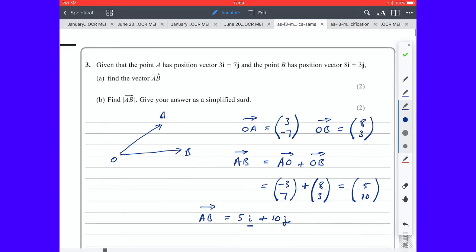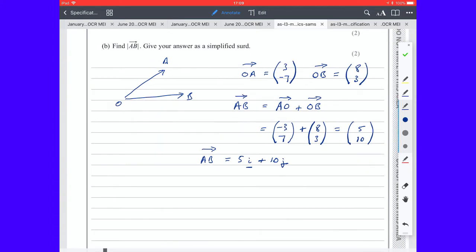That was the end of part A. Part B, find the magnitude of AB, and give your answer as a simplified surd. So what I want now for part B is the magnitude of AB, and that's just an application of Pythagoras. It's the square root of 5 squared in the x direction plus 10 squared in the y direction.